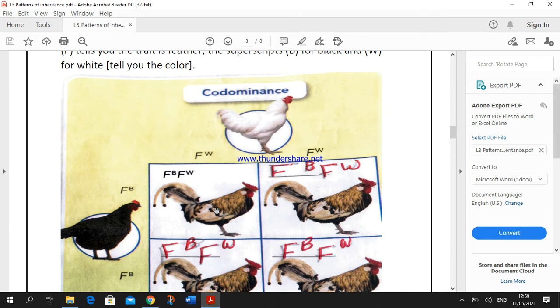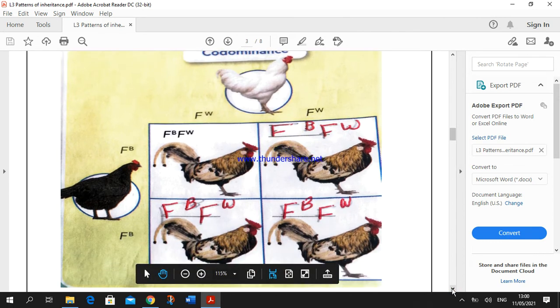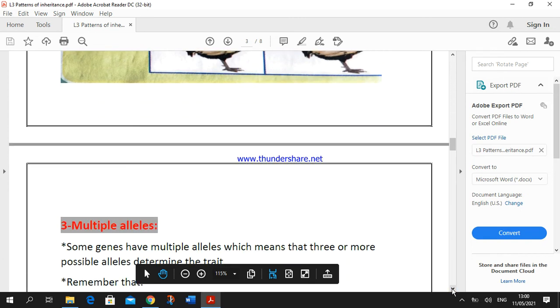The resultant offspring, as we see, has both black and white feathers, where F superscript B represents the allele for black feathers and F superscript W refers to the white feathers. So F tells you the trait is feather, and the superscript B for black and W for white tell the color. So this is an example of codominance.